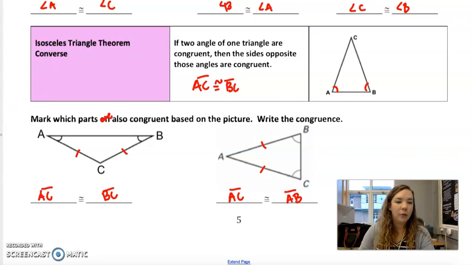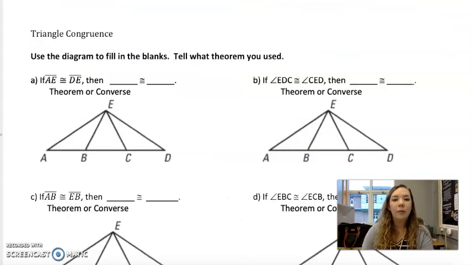All right, next page. Use the diagram to fill in the blanks. Tell what theorem you use. So remember, forwards direction means they give us the sides. Converse direction means they give us the angles. So here if AE is congruent to DE, then angle A is congruent to angle D. And that would be the forwards direction, so we want the theorem.